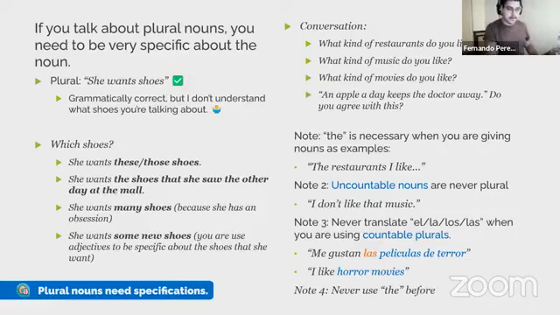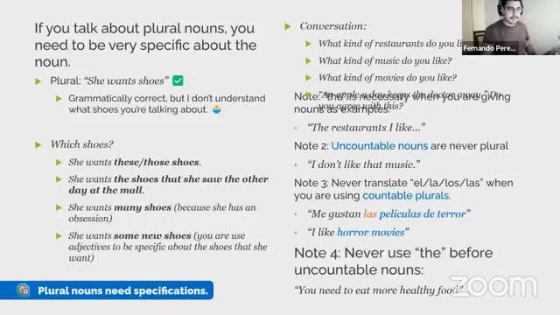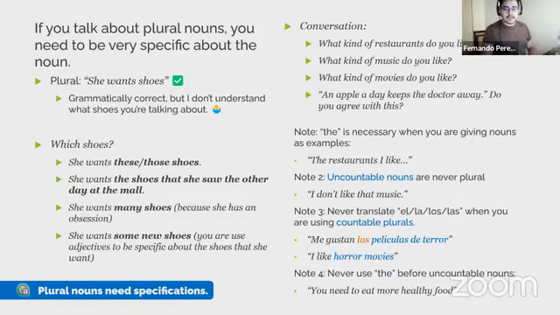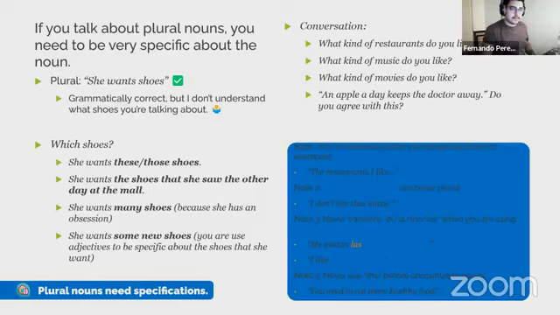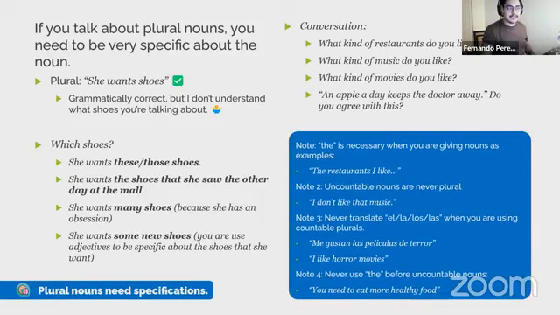Never use the before uncountable nouns. You need to eat more healthy food. Never the more healthy food. You know, that's super incorrect. And there we go, my people. Take a note about this part, this section, please. Because all this is important for nouns and articles.